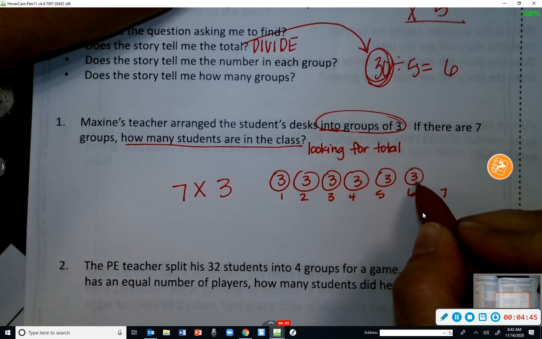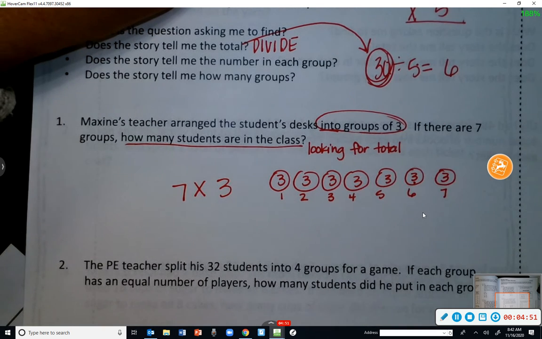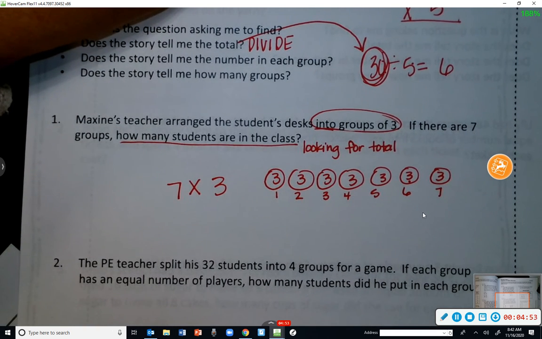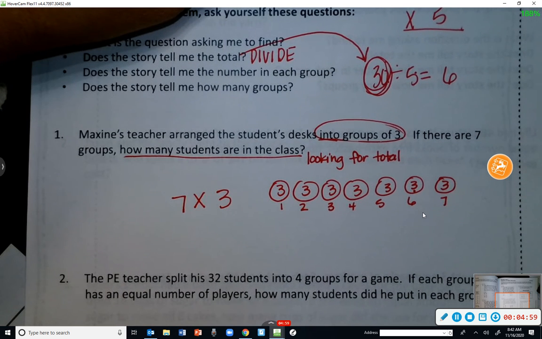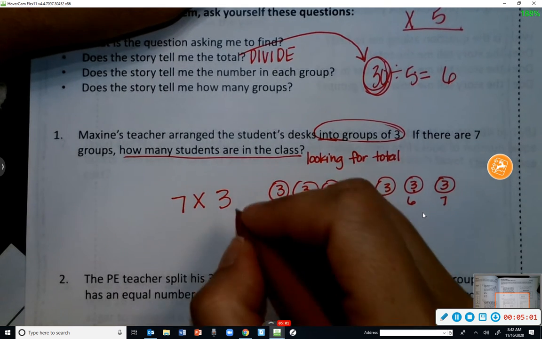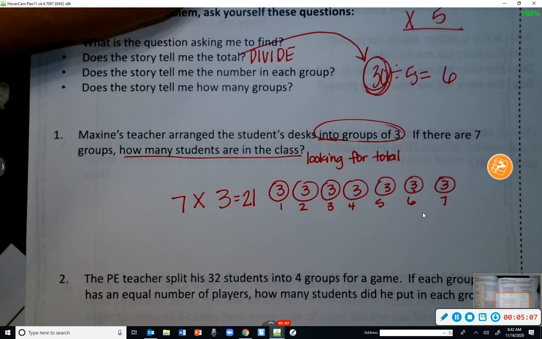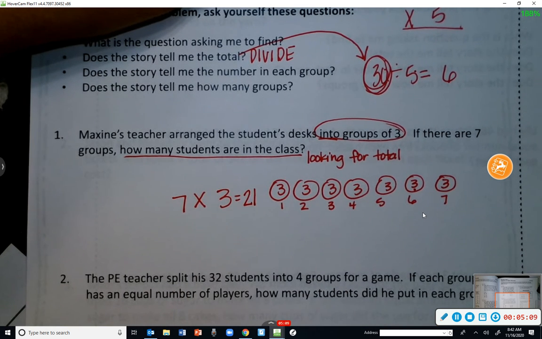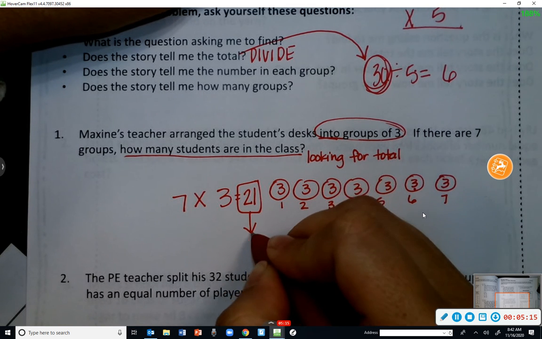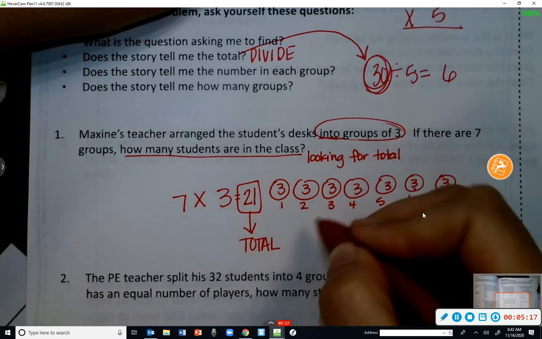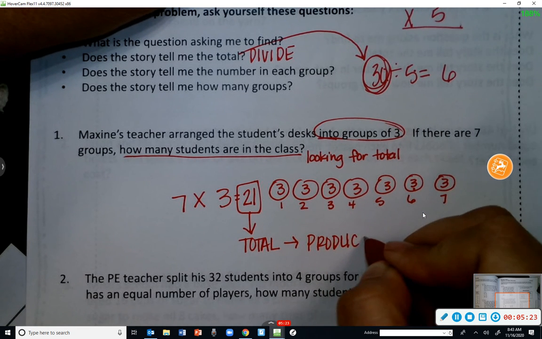And that was 15, 18, plus 3 more. What's 18 plus 3 more, Allie? The answer is 21, because I added all those 3s up, and it equals 21. Good. So there's 21 students total. So 21 was our total. That's a product. For multiplication, we call it a product. Very good, Kelsey. And the numbers are factors.